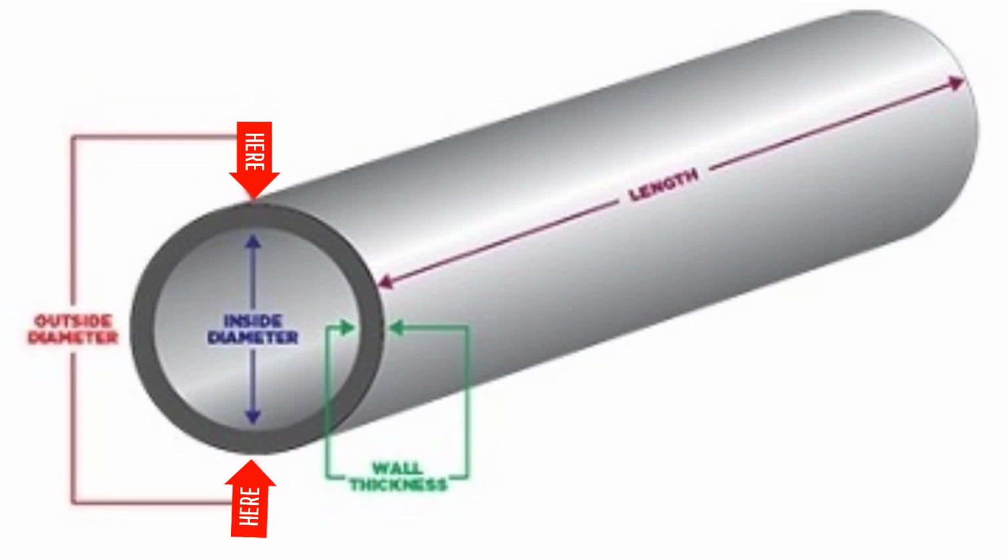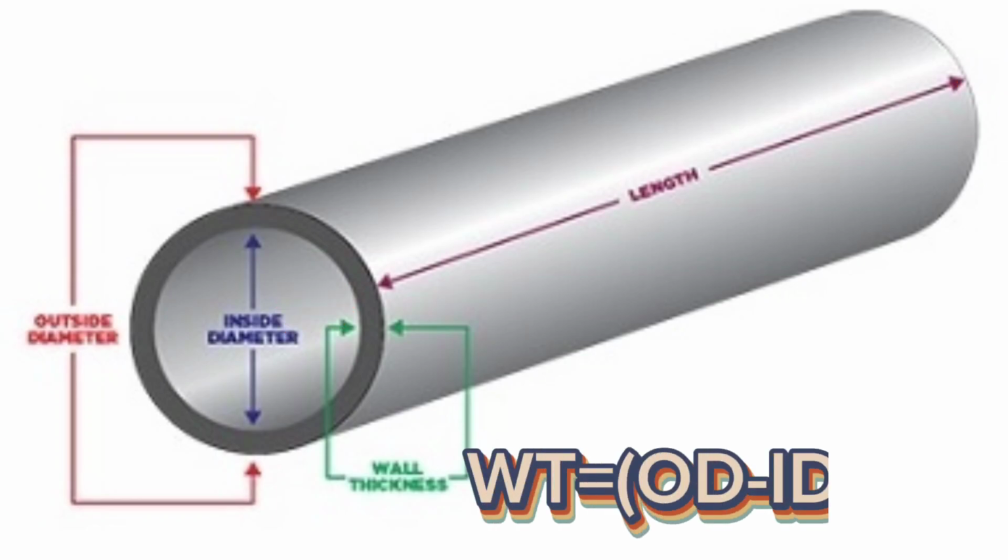This is the outside diameter of the pipe. This is the inside diameter of the pipe. This is the wall thickness of the pipe. This is the length of the pipe. In order to find the wall thickness of the pipe, it is necessary to subtract the inner diameter of the pipe from the outside diameter of the pipe and divide the result by two.